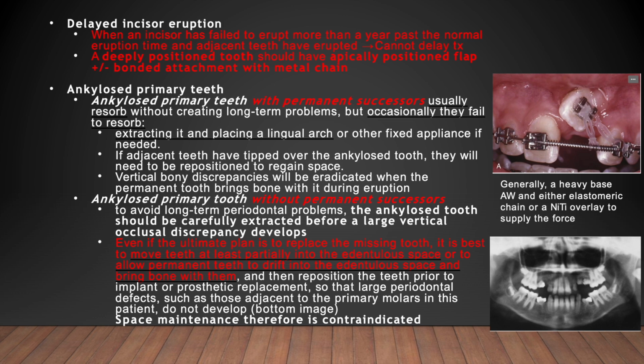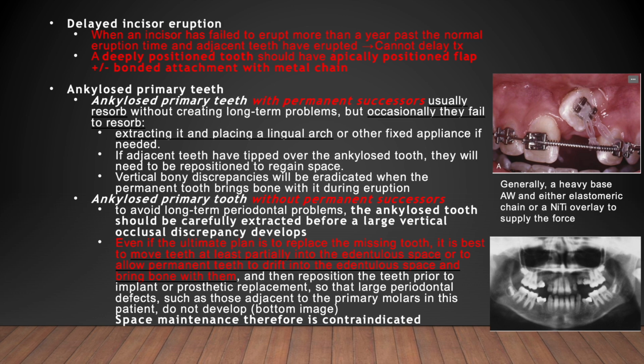Now, ankylosed primary teeth. I'm going to go over this a little bit faster so we can keep moving, but ankylosed primary teeth with a permanent successor usually resorb with no problem. When three-quarters of the root of the permanent tooth is formed, the primary tooth should be mobile, and you shouldn't expect any problems.